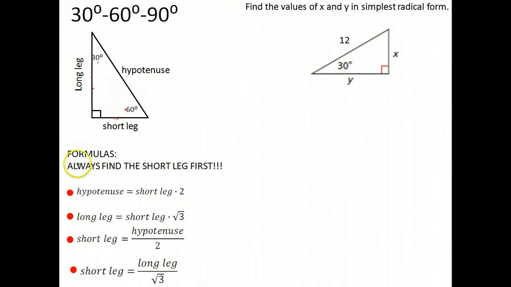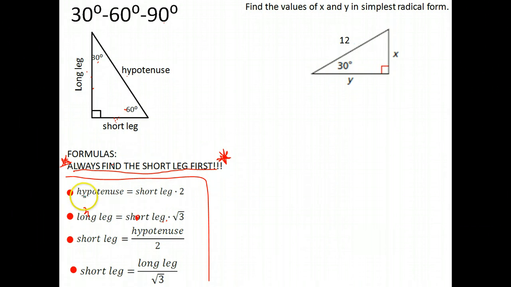Okay, here are the formulas. Now notice they're more involved than the 45, 45, 90, and that's because we don't just have a pair of congruent legs, we have two separate measures. The rule that I use that helps to simplify the formulas is to always find the short leg first. If it's not given to you, find it first before you find anything else. Okay, so that is the rule with 30, 60, 90s. If they didn't give you the length of the short leg, find it first.